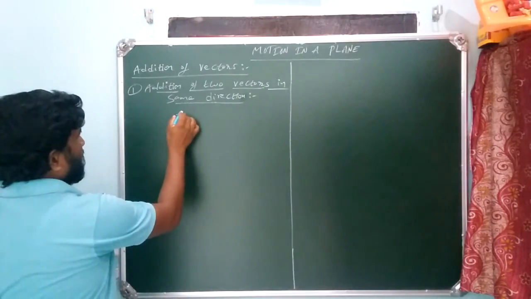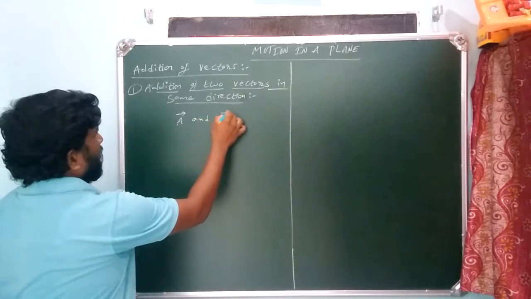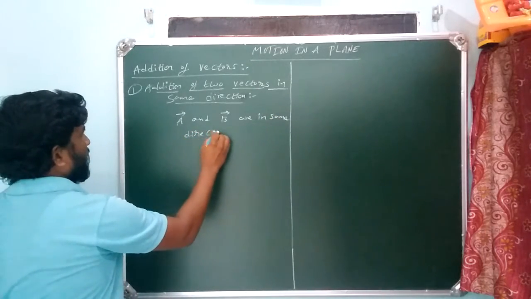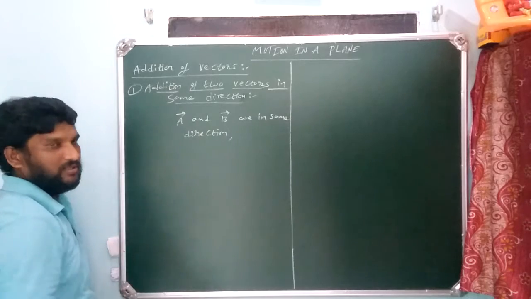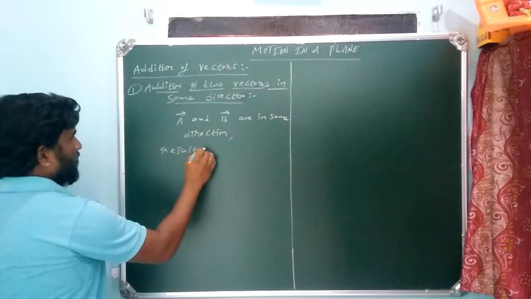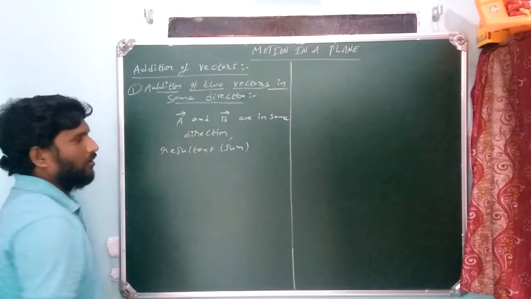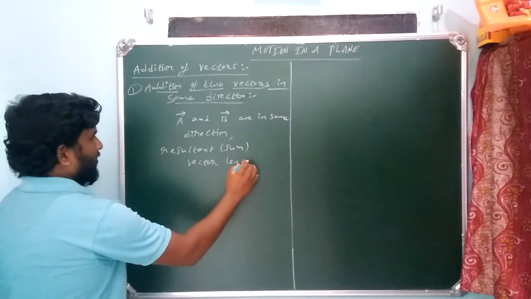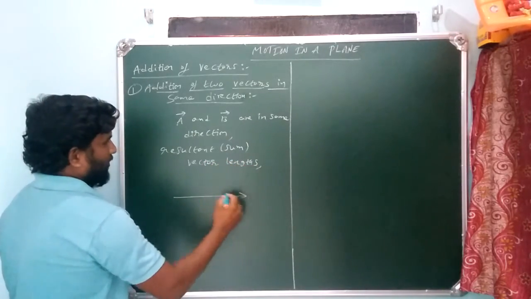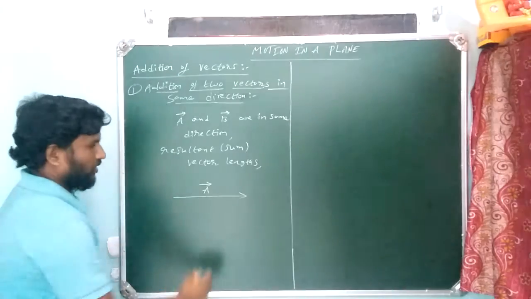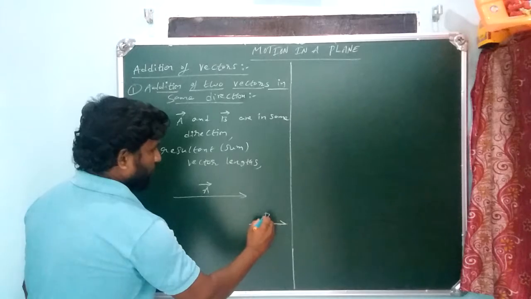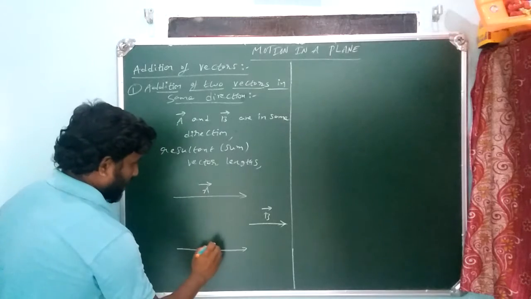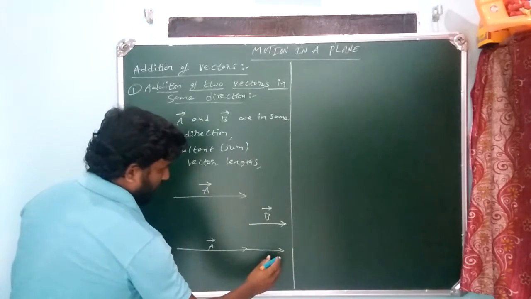Let us consider the two vectors a bar and b bar are in the same direction. Then their resultant is obtained. Resultant means sum. Then their resultant sum is obtained by adding their vector lengths. How can you add? Let us consider a bar is a vector here and b bar is another vector having different lengths, and join these two. Okay, this is the a bar vector and this is the b bar vector.